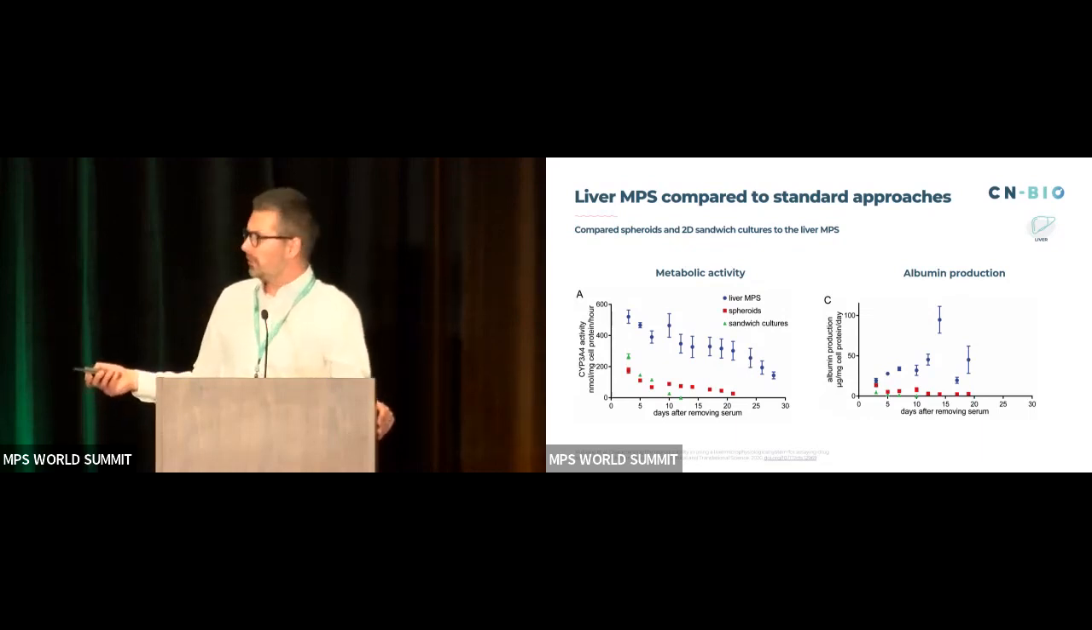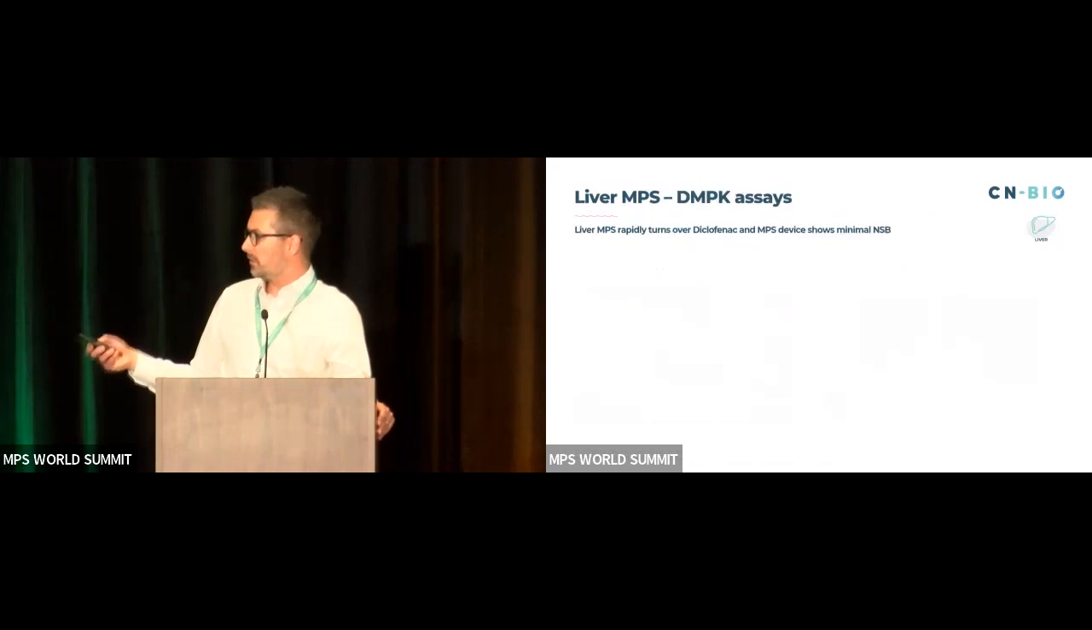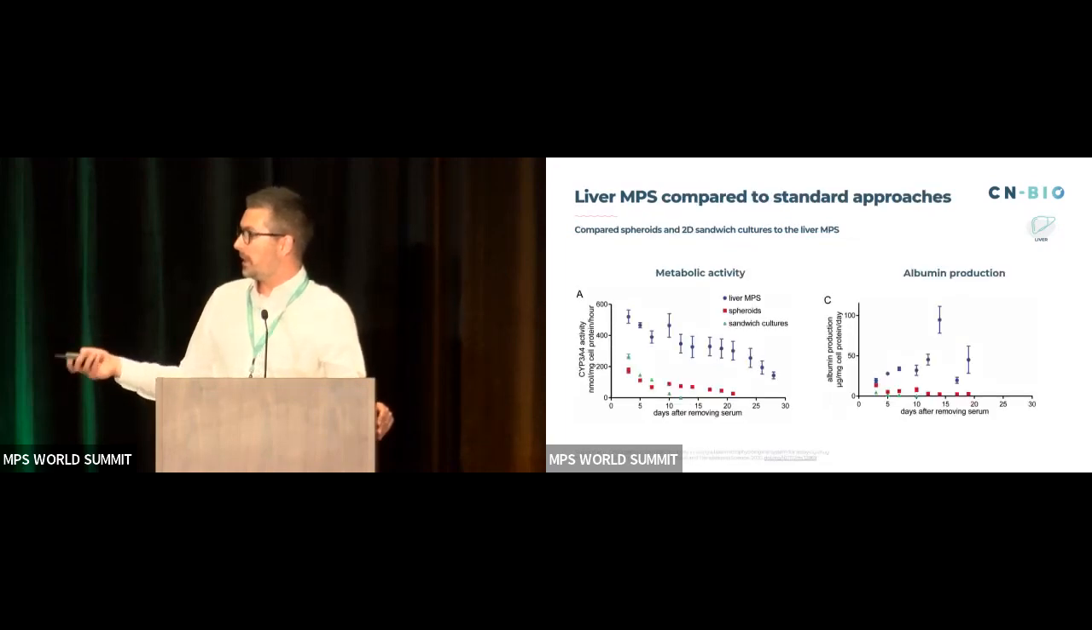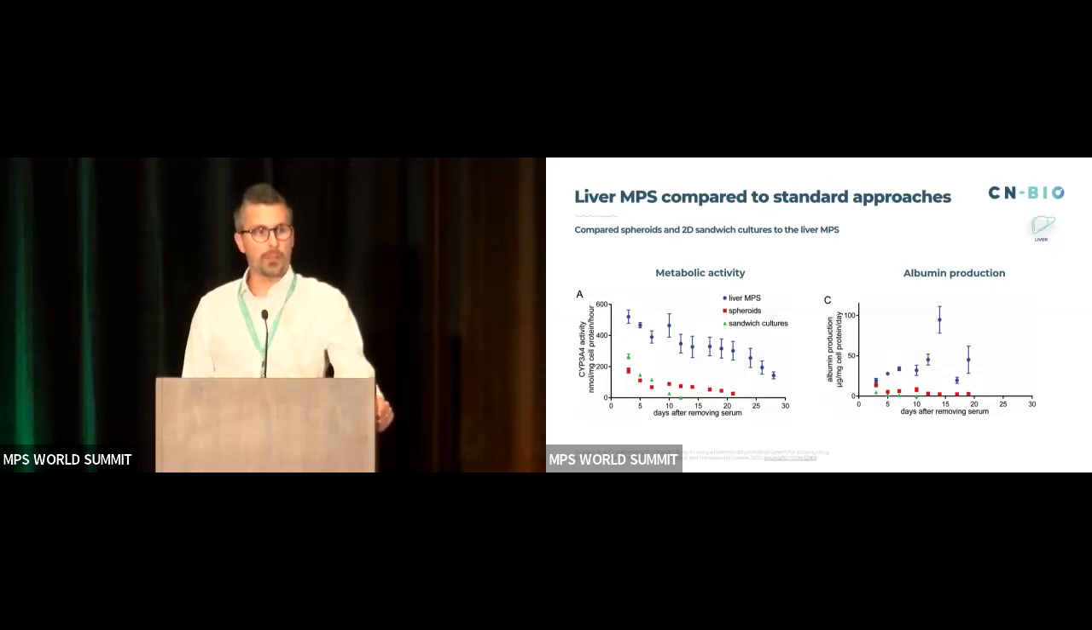And you do see a slight decrease in the metabolism over time, but this is still way above what could be achieved in any of the other systems. And exactly the same was seen for albumin. So we really see that the liver MPS is creating the right microenvironment to maintain the phenotype and function of these cells.